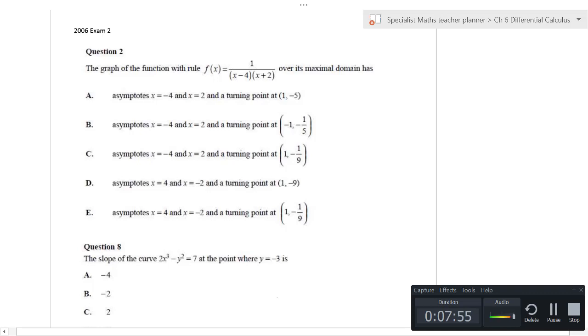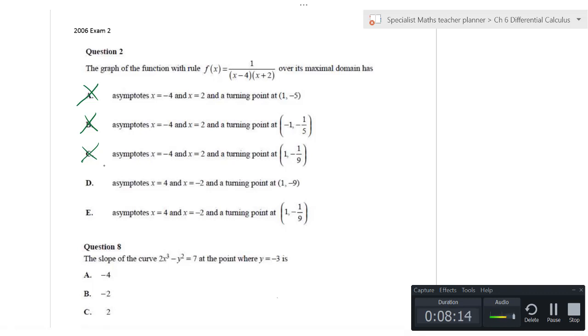First of all, it says asymptotes at x equals -4. Do you reckon that's something we can rule out? The asymptote would be at x equals 4. So we can rule out A and B all of a sudden. In actual fact, we can rule out C. So the answer is either D or E. But let's have a look.